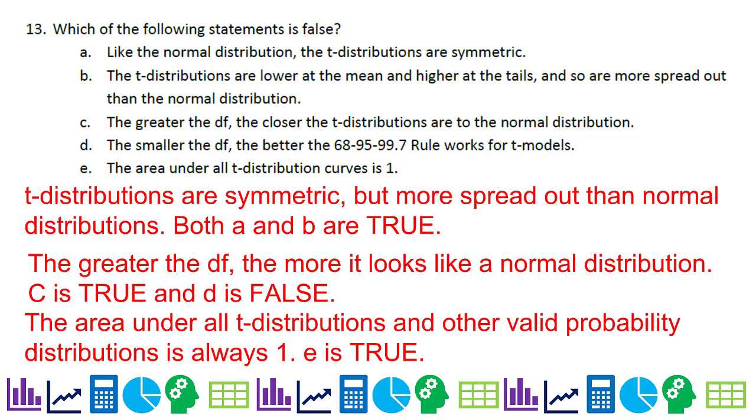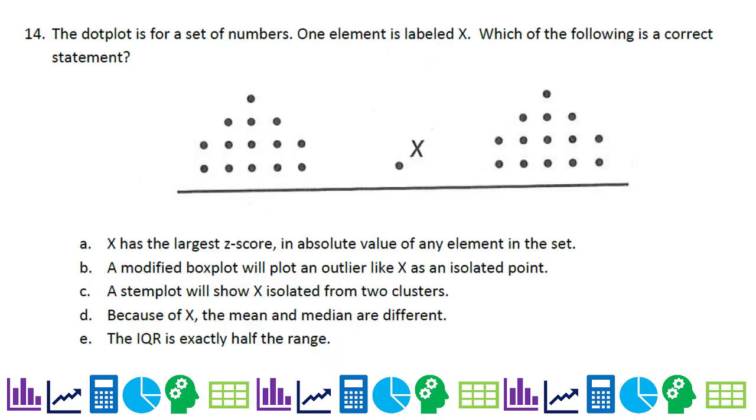And then finally E, the area under all t distributions and other valid probability distributions is always 1. So E is true. So the only one that is false is D. The smaller the degrees of freedom, the better the empirical rule, which is not true.